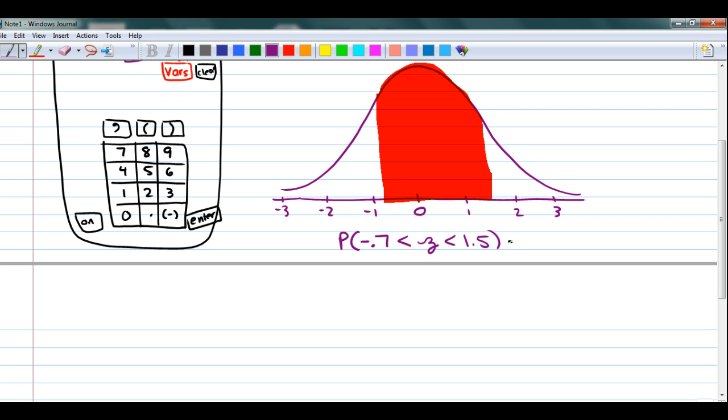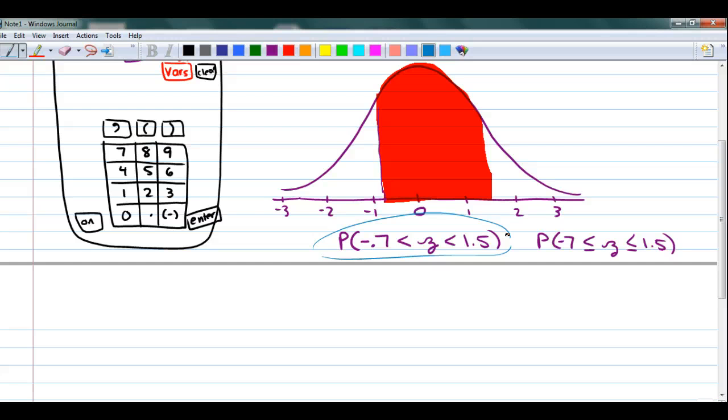Normal doesn't distinguish between less than or equal to. It doesn't care because that line right there has no width to it. It's just a direction, because normal is a continuous random variable. So it doesn't matter which way we write it, and math people are lazy, so we always choose the easiest way.